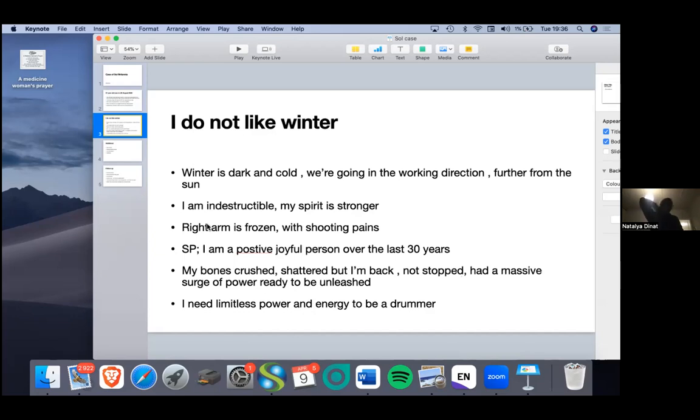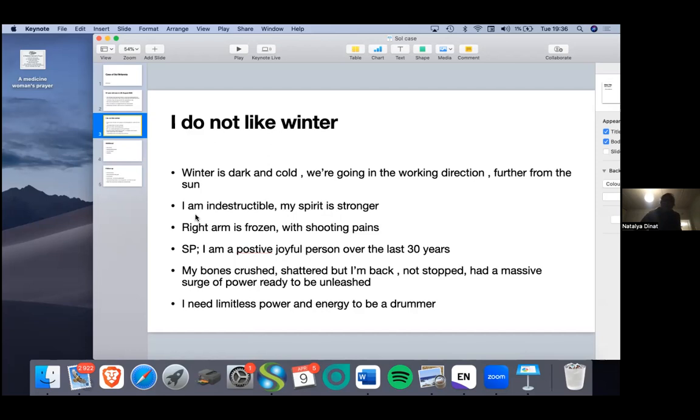And then quite spontaneously and disconnected from whatever he was saying before, he says, I don't like winter. Winter is dark and cold. And he says, sorry, there's a typo here. We're going in the wrong direction. And Sol has a thing about looking for direction in life. He says, we're going in the wrong direction in winter. We're going further from the sun.